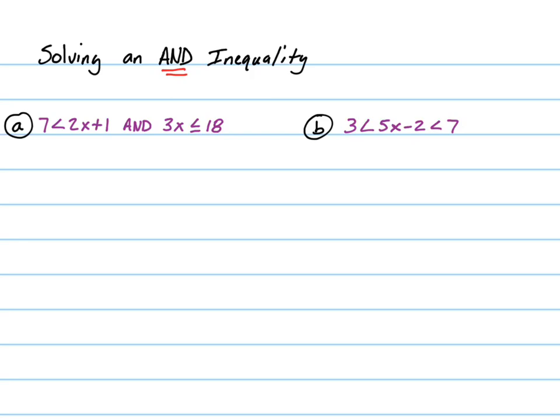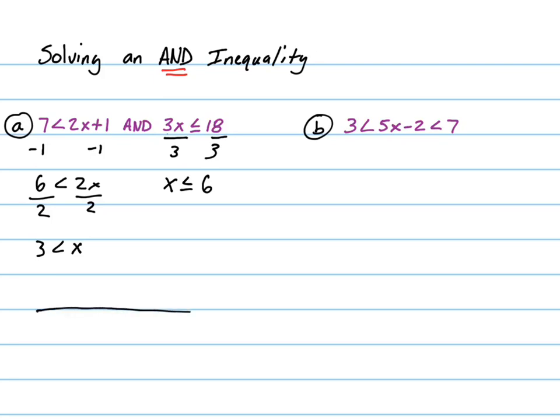On the left one, we're going to subtract 1. So we've got 6 is less than 2x. We'll divide by 2, and we're going to get 3 is less than x, or in this case, x is greater than 3. On the other side, we've got 3x is less than or equal to 18. So we're just going to divide by 3, and we get x is less than or equal to 6.